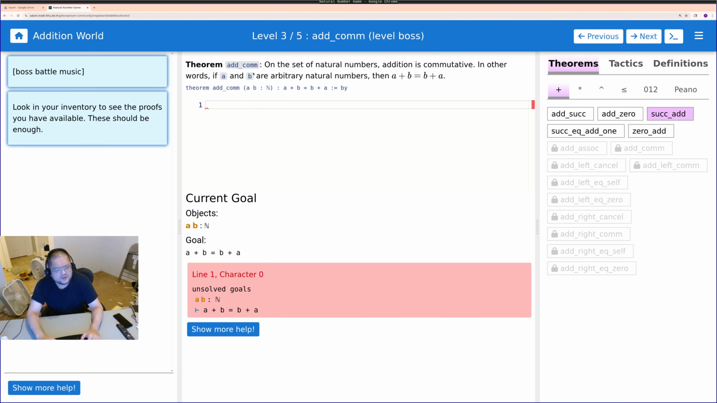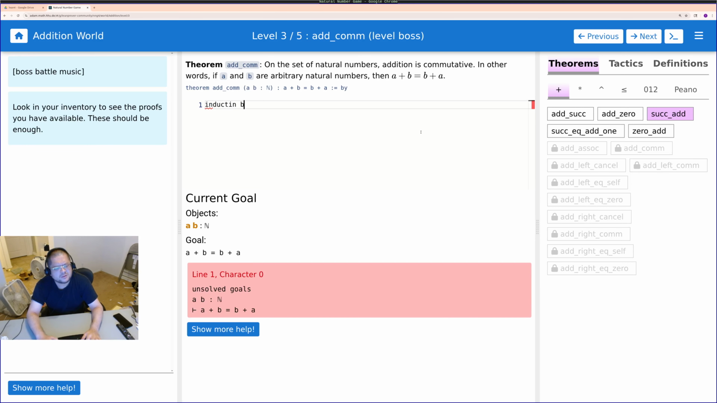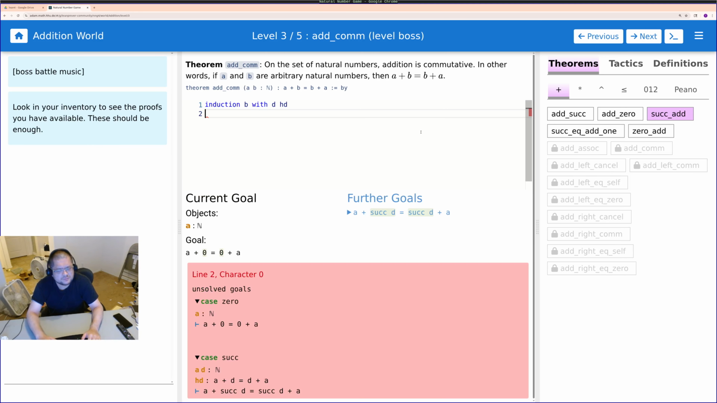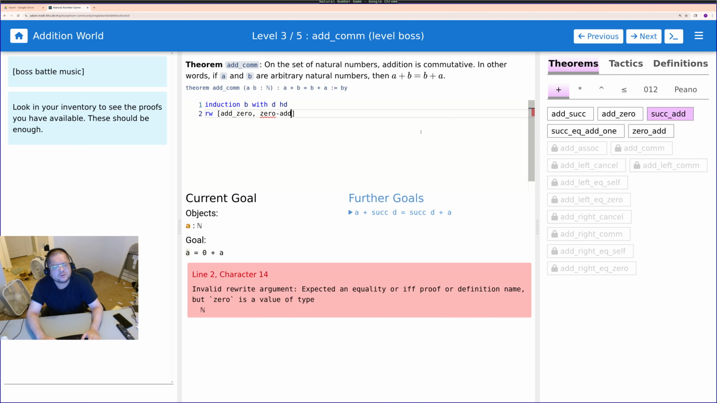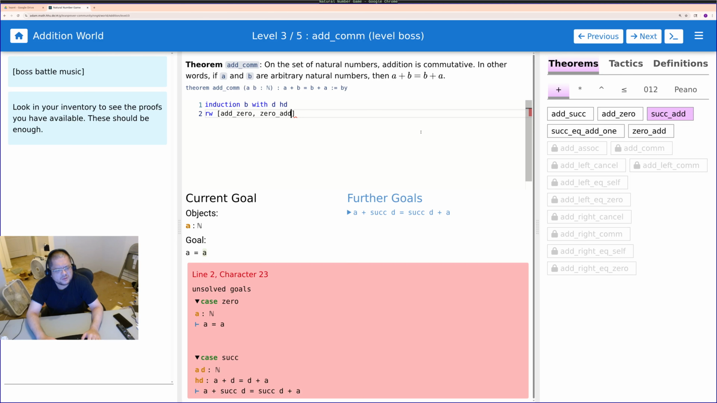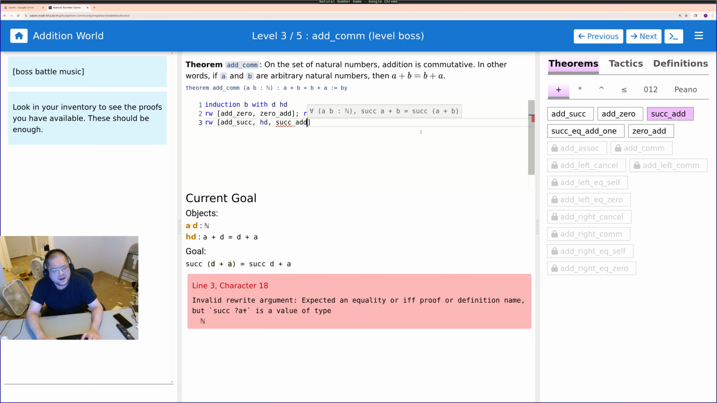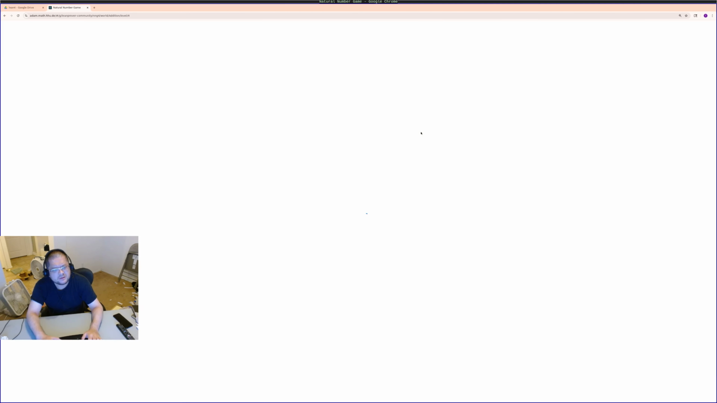Add commutative. Probably induction again, right? Okay, that's done. Now we're going to do add successor. HD. Successor add, and now I think we're done.